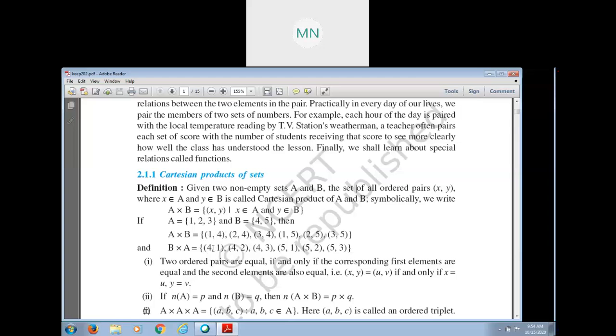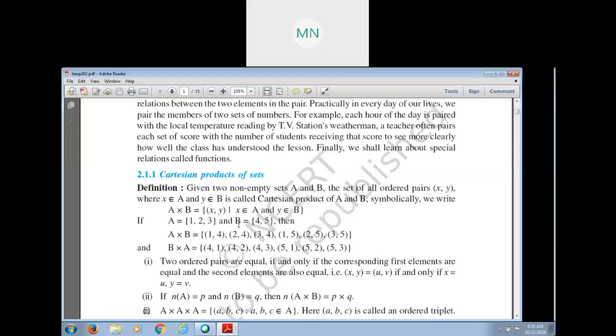What is the condition for two ordered pairs to be equal? Two ordered pairs are equal if and only if the corresponding elements are the same. Remember that. Here the corresponding elements of these two ordered pairs are not the same, so these are not equal. So we cannot say that A cross B equals B cross A. From this we can say that the commutative law does not hold for the Cartesian product.